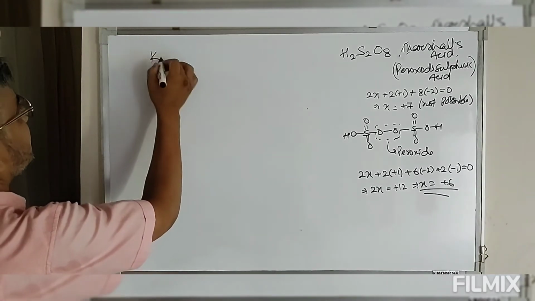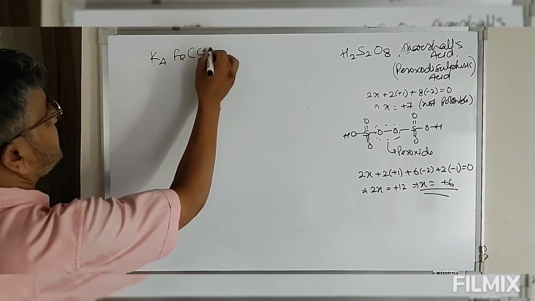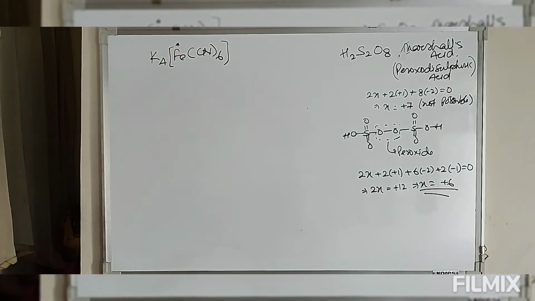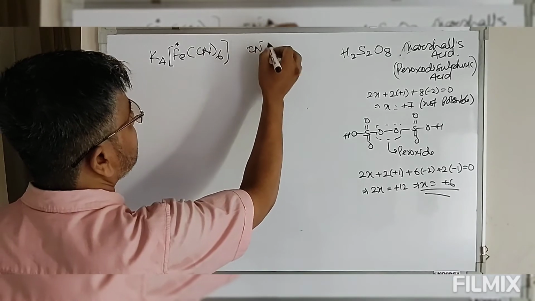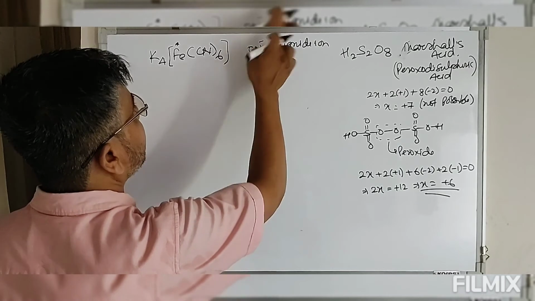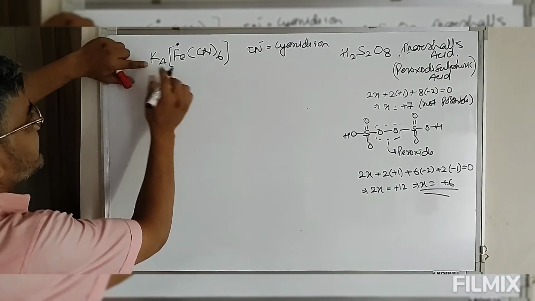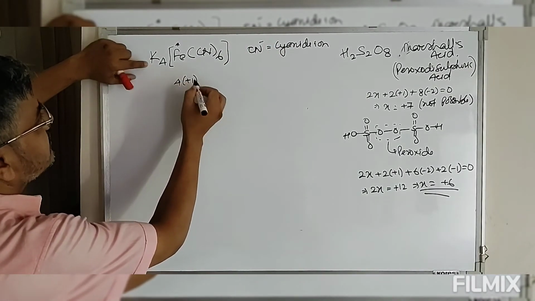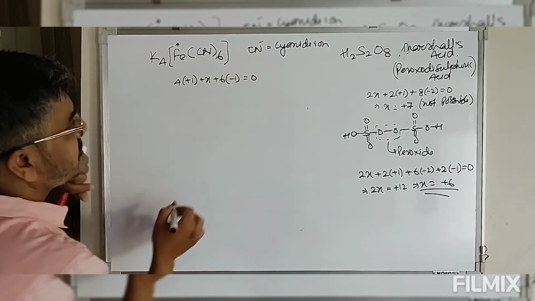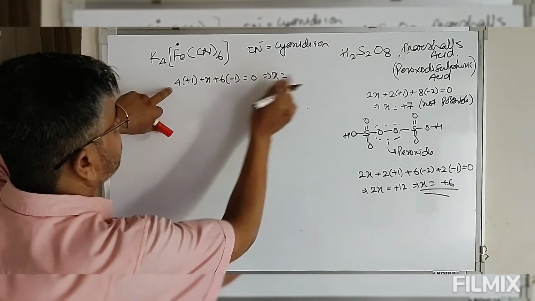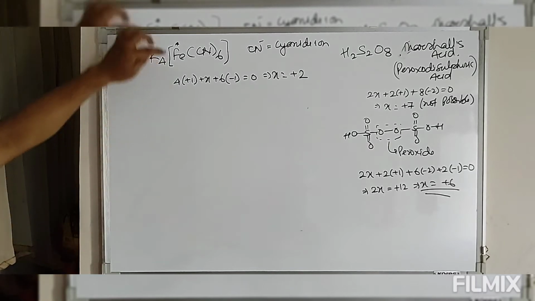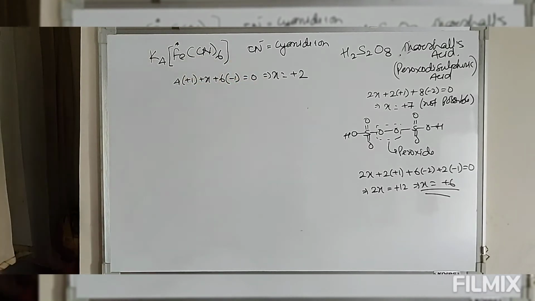Let's find this. K4[Fe(CN)6]. In this we have to find the oxidation state of iron. CN is known as the cyanide ion. So each CN carries one negative charge. K is an alkali metal, so we have plus 1. Let this be X, plus 6 into minus 1. Total charge is 0. So therefore X is equal to plus 2. So in this particular compound, the oxidation state of iron is plus 2.